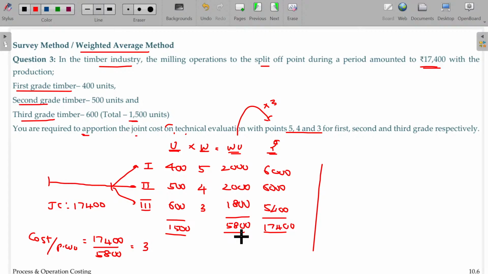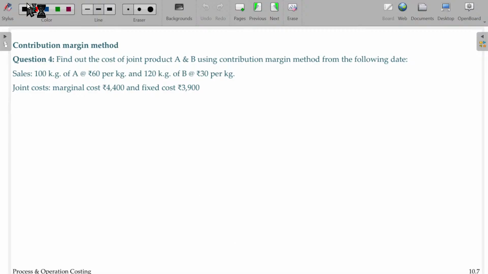Next, this one is very rare, the contribution margin method. So we have variable cost as well as fixed cost. Variable cost is segregated using the units. Fixed cost is segregated using the contribution. That's the logic here. Very rare, this one. Anyhow, we'll just understand this.